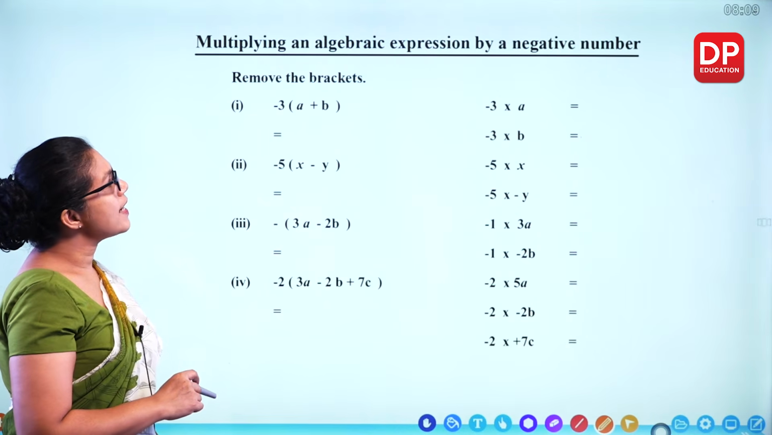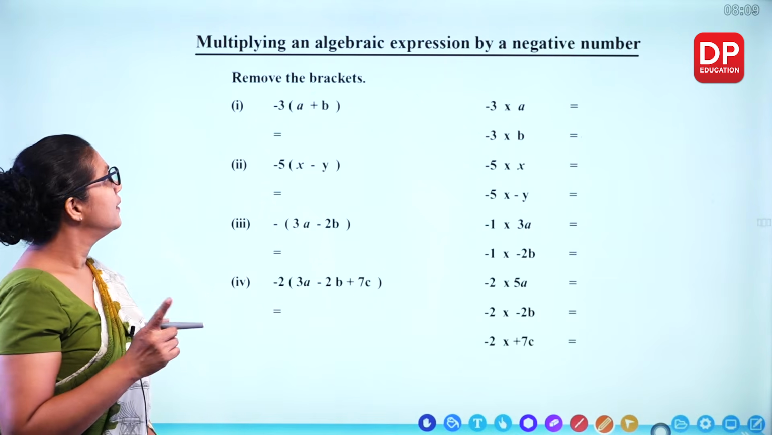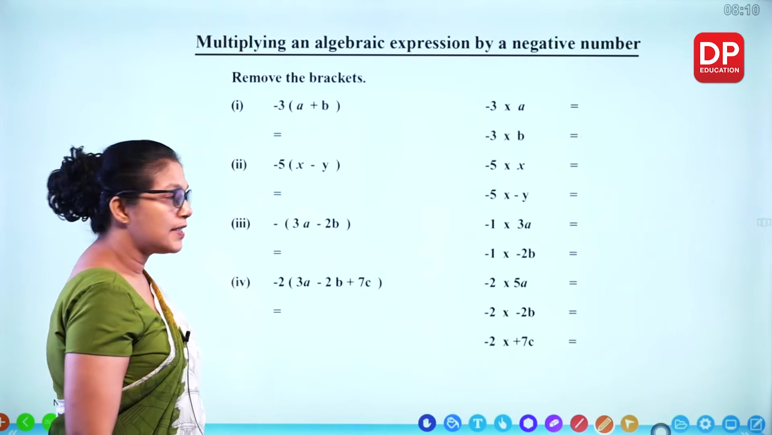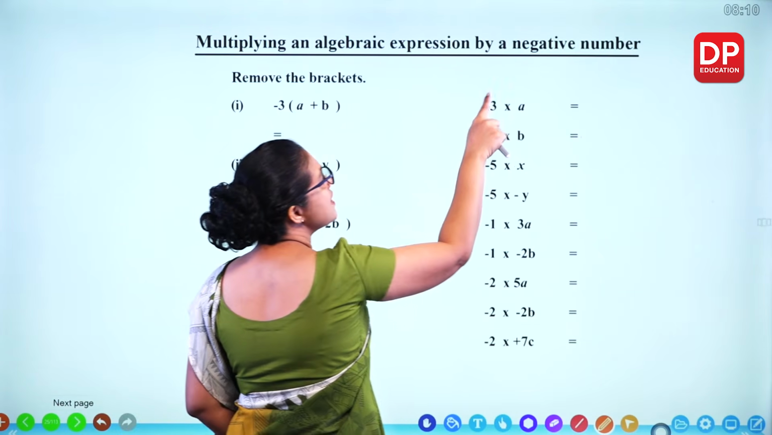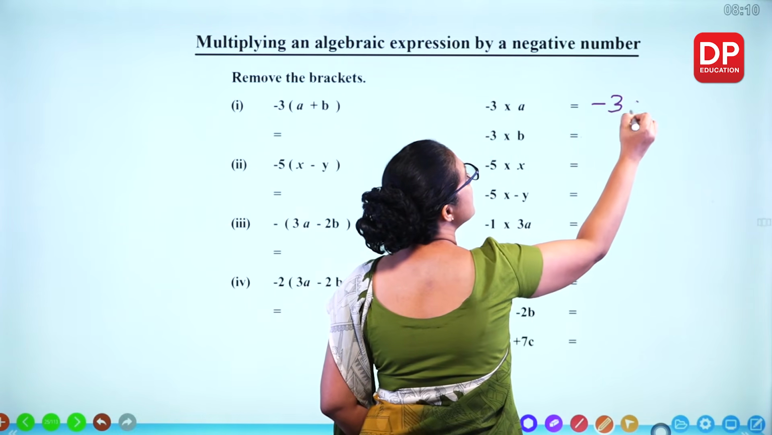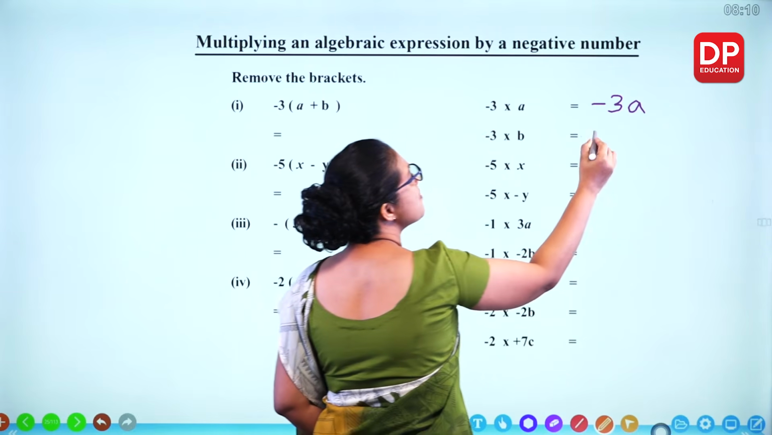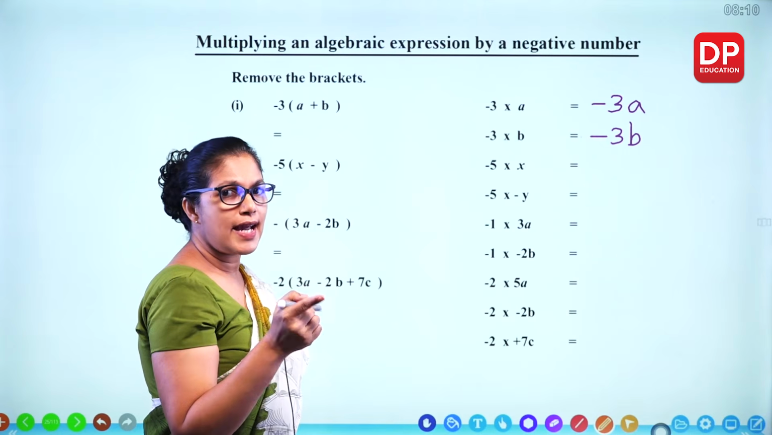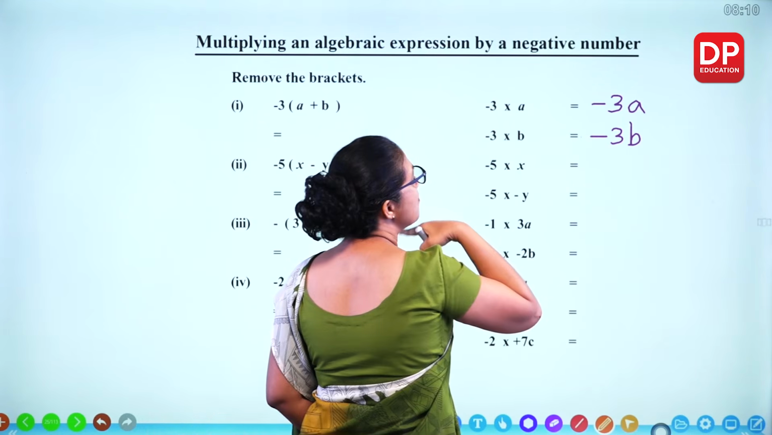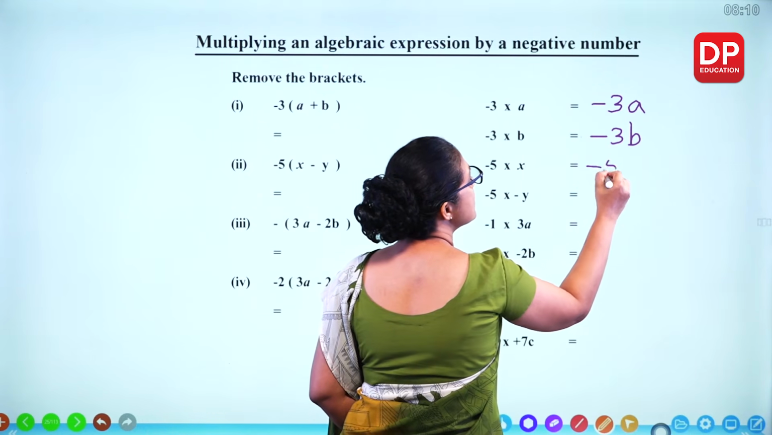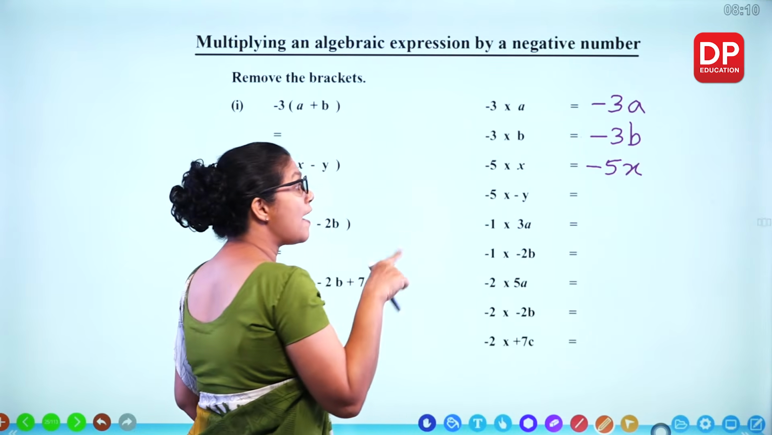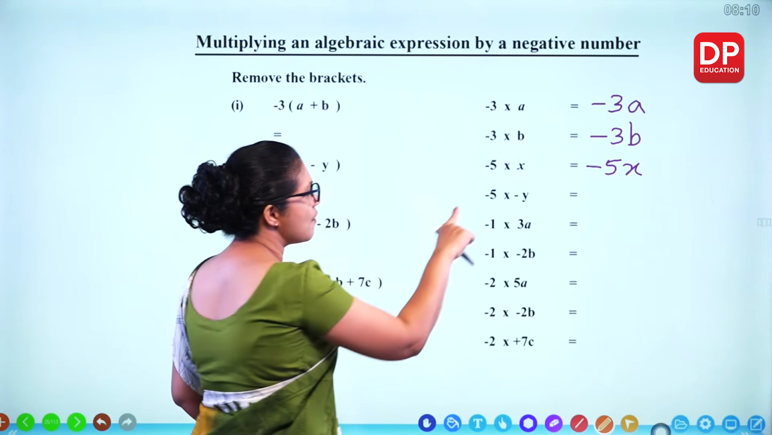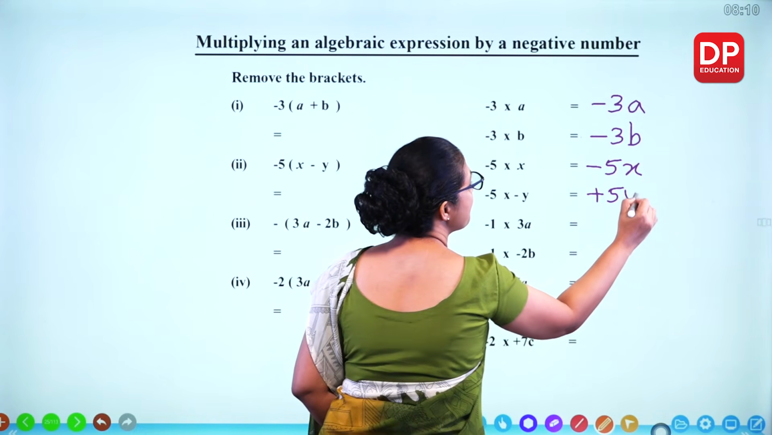Multiplying an algebraic expression by a negative number. So now there's a negative number in front. So we'll practice first with negative. Minus 3 times a, minus 3a. Minus 3 times b, minus 3b. Negative into positive, always you get a negative answer. Negative 5 times x, negative 5x. Negative 5 into negative y. Now, negative into negative, positive, plus 5y.